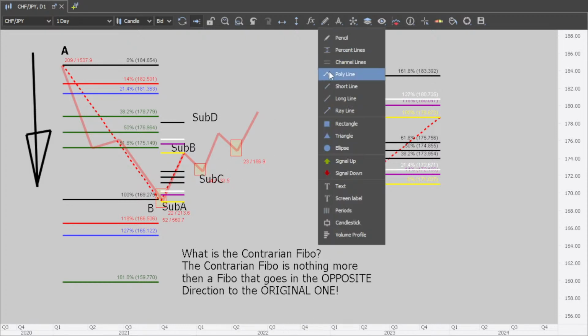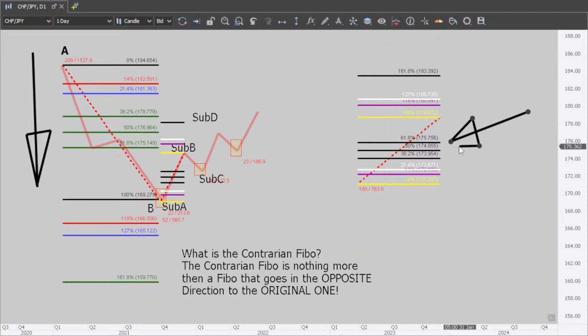And talking about colors, right? You can color code the scale with the colors that you want, not a problem. So sub A, sub B, sub C, sub D. If the market retraces to the black, the sub D extension is going to be up in here, of course, the black color. Okay? Any questions so far, everybody? Do you understand how to draw the contrarian Fibonacci? Any questions?